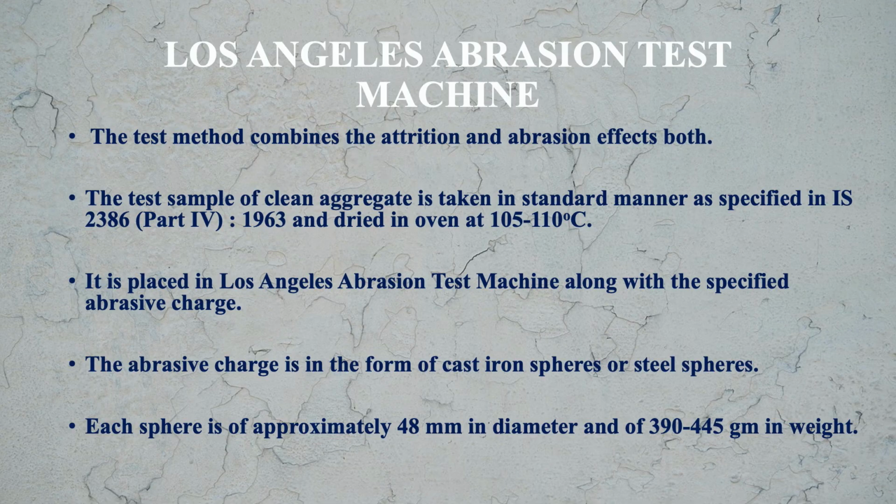As I told you, what is this abrasive charge? These are steel balls. They are put along with the sample in the Los Angeles abrasion test machine. The abrasive charge is in the form of cast iron spheres or balls or steel spheres. Each sphere is approximately 48 mm in diameter and 390 to 445 grams in weight. So these balls or spheres are put along with aggregate in the machine.